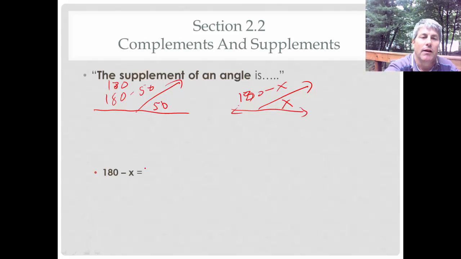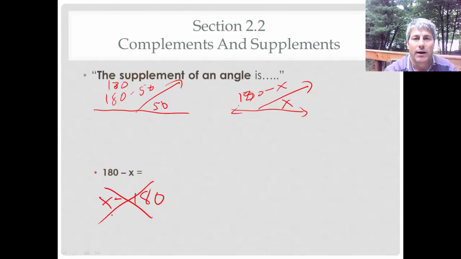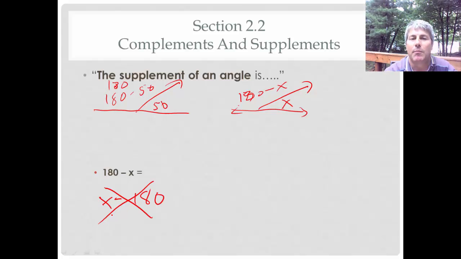Now be careful, a common mistake is to say x minus 180. That is not correct. So be careful, do not do that. It's 180 minus x. So the complement of an angle as well is, again, 90 minus x, not x minus 90. So there's your introduction to complements and supplements, and we will see you in class.